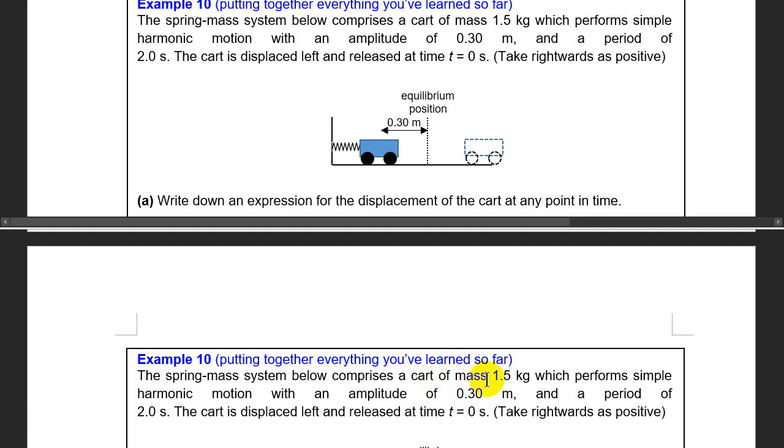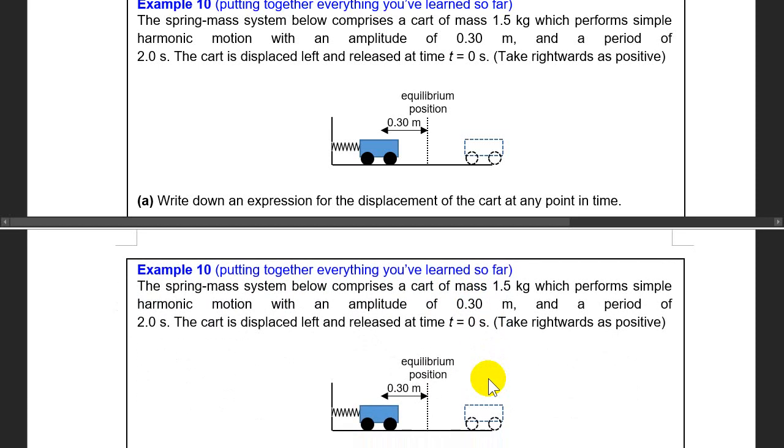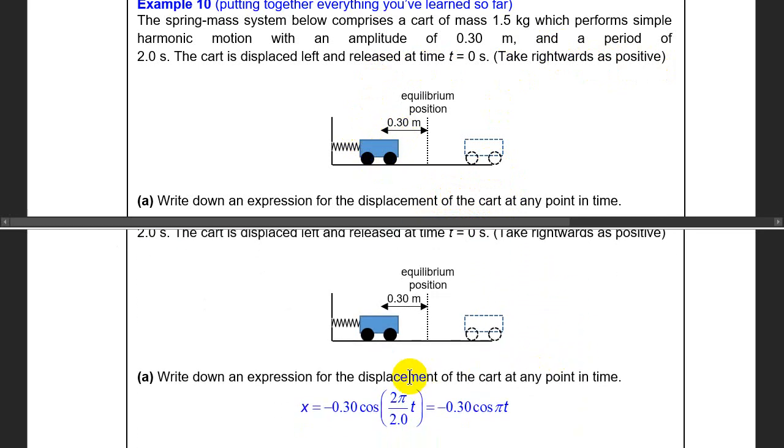Well, the formula is simply x equals to, remember the formula for x is either sine or cosine. Sine if it's starting at the equilibrium point, cosine if it's starting at the amplitude position. It's going to be cosine, but because it starts at negative displacement, the formula we're going to use is the negative cosine version.